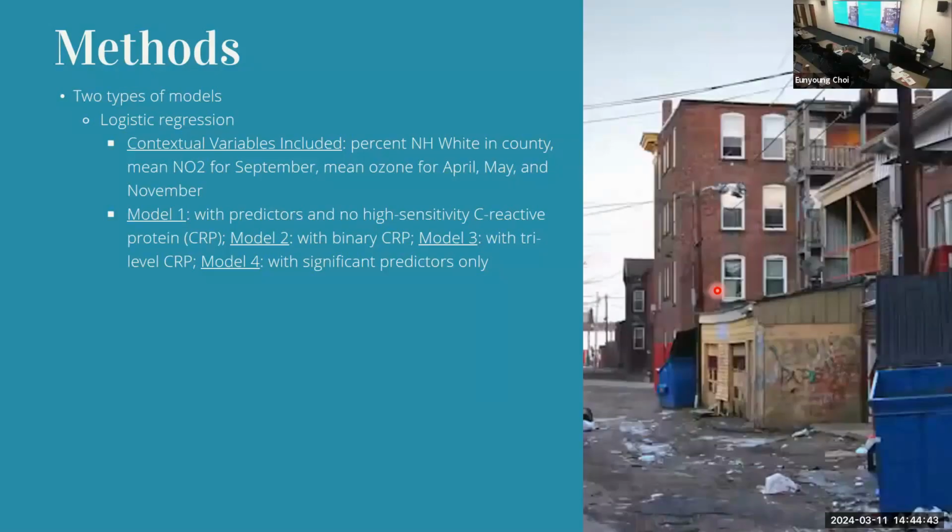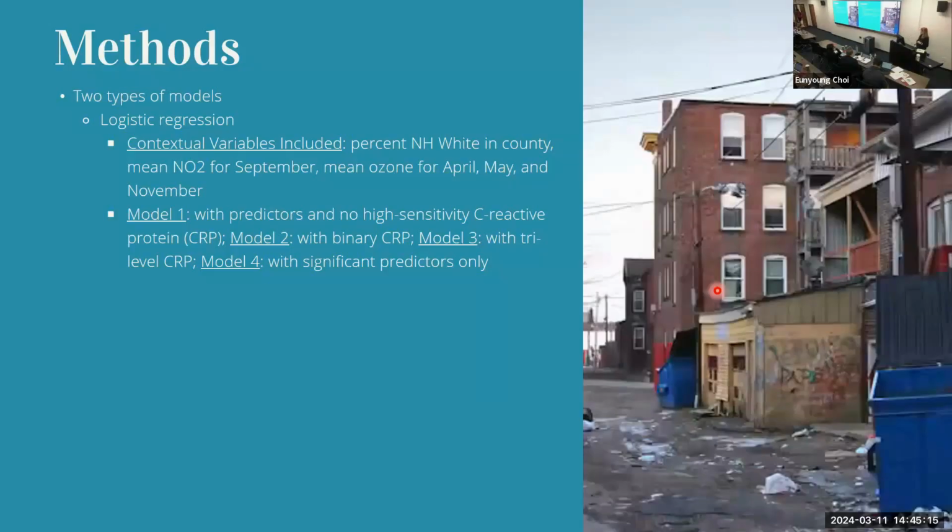All right, so first we did logistic regression. The contextual variables in these models are the percent non-Hispanic white in the county, mean NO2 for September, mean ozone for April, May, and November. Feel free to ask questions later about why we're using monthly data for the pollution, but we would probably do some things differently if we were redoing the paper now.